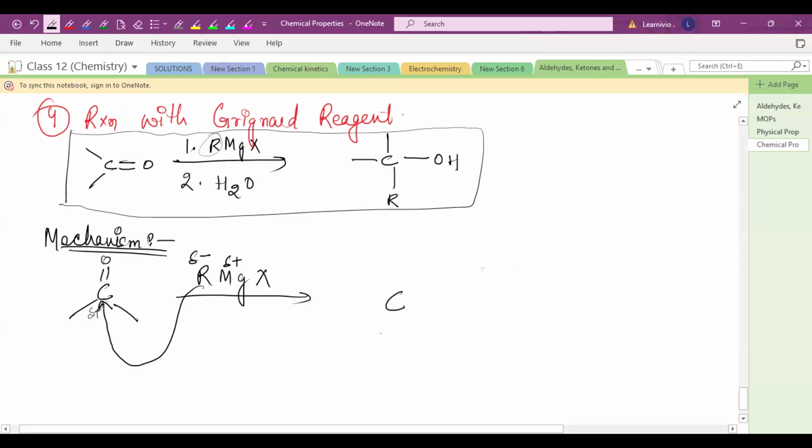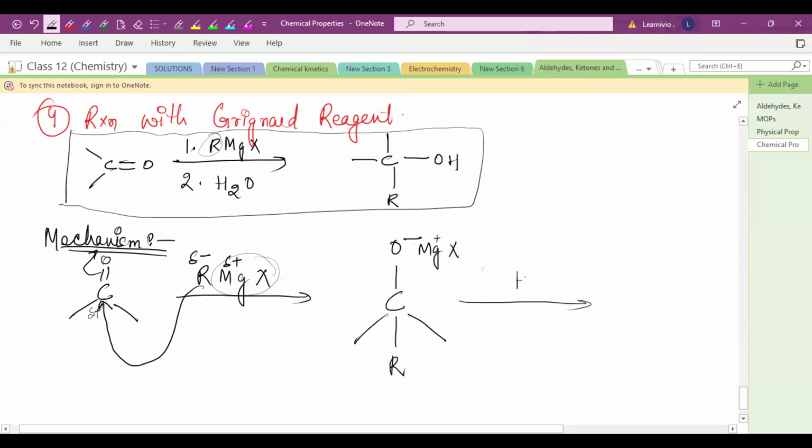Okay, try to write down the mechanism along with me. When this R group attaches to this carbon, this bond will shift over here, right? So here R group, here other alkyl group, and here O minus. Okay, O minus. So this MgX has a negative and positive charge, so it will get attached to this O minus, Mg, which is having a positive charge.